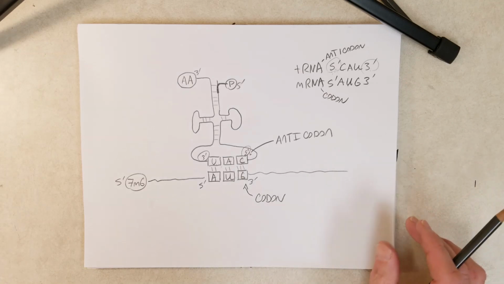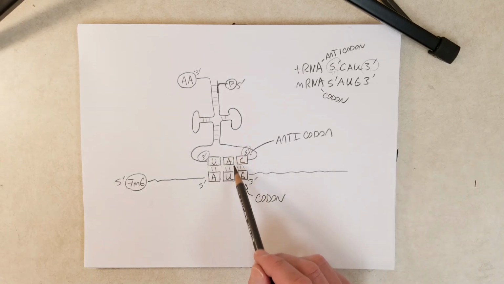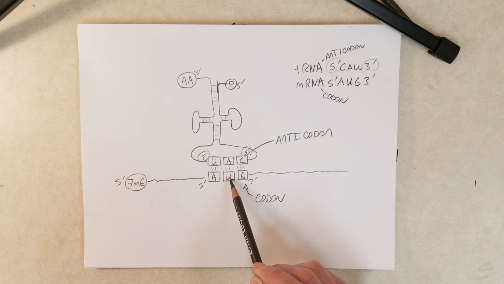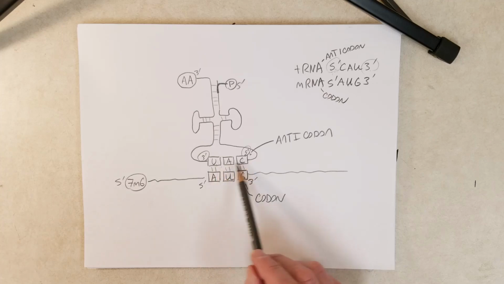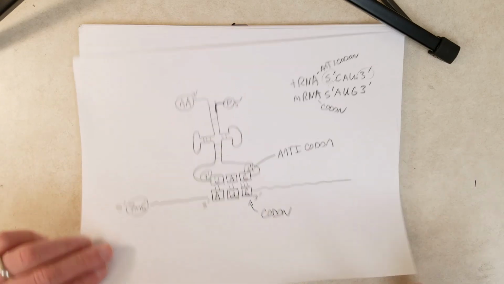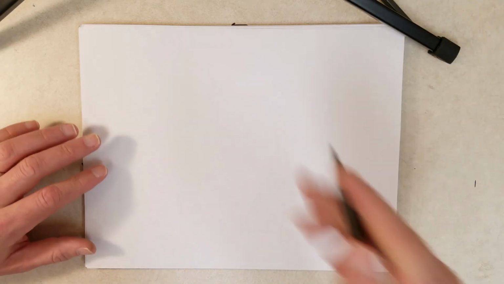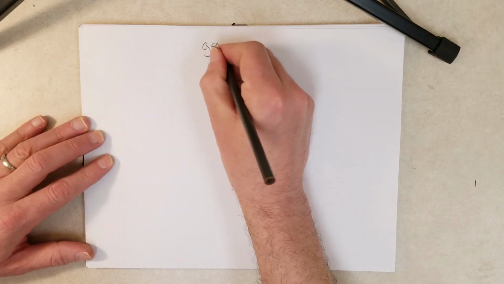Okay, so that's how different tRNAs pair up with different codons. That's how tRNAs use the sequence of the anticodon to recognize specific codons. So what I want to talk about next is a little bit about the genetic code, because we have a problem.